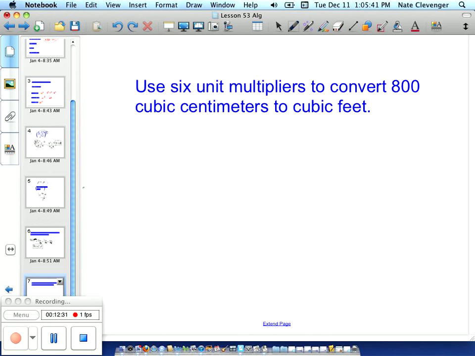Use 6 unimultipliers to convert 800 cubic centimeters to cubic feet. So 800 centimeters cubed over 1. What do I have to change centimeters to get to feet? 2.54, into inches. So that 2.54 goes on top, doesn't it? Inches to, I didn't do it right. 1 inch to 2.54 centimeters, times 1 inch, 2.54.